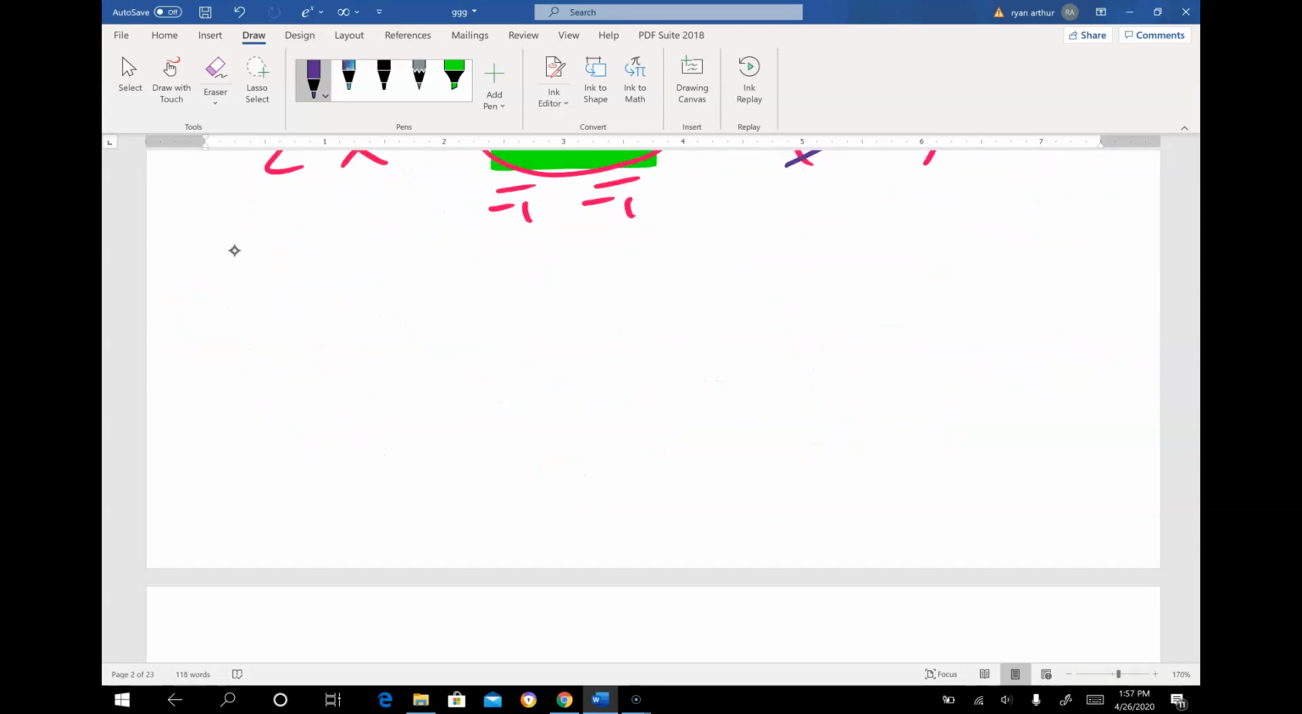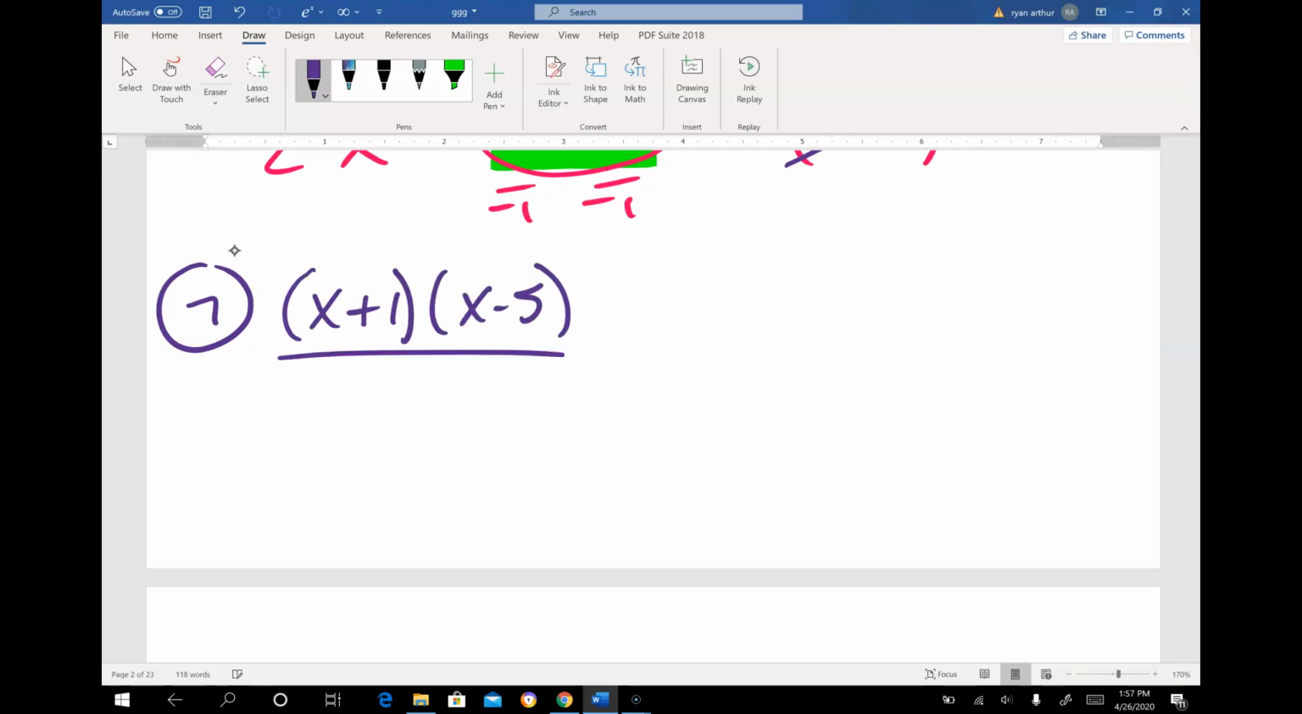Number 7. Okay, number 7 is going to be x plus 1 times x minus 5 over x minus 5 times x squared minus 1. Now, again, you learned factoring yesterday. You need to be able to recognize your difference of squares. Okay, difference of squares is when it says x squared minus a perfect square.